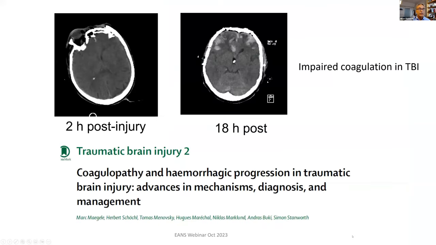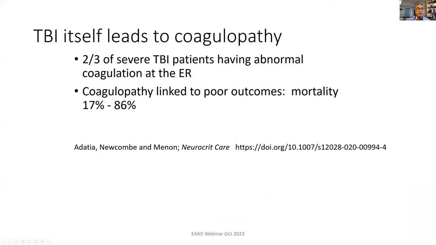Some introduction. Two hours post-injury, you see small hemorrhagic lesions in the frontal lobe. Sixteen hours later, huge progression of these lesions. Coagulopathy and impaired coagulation in TBI is truly a killer, and it impairs outcome tremendously. It's also something that we can treat and we can manage.